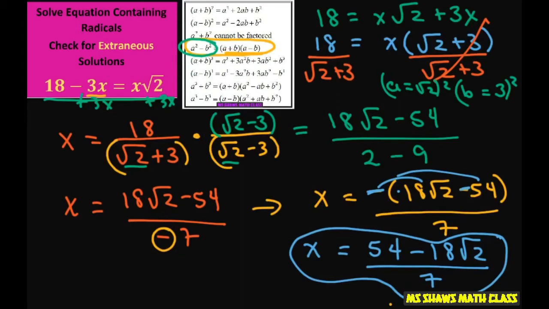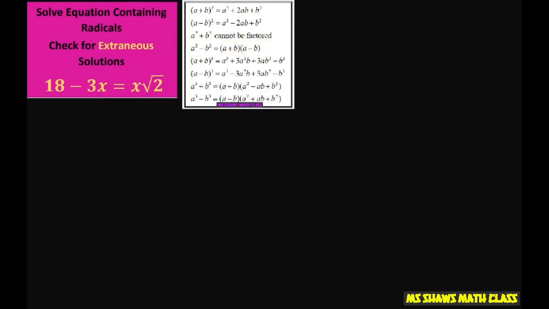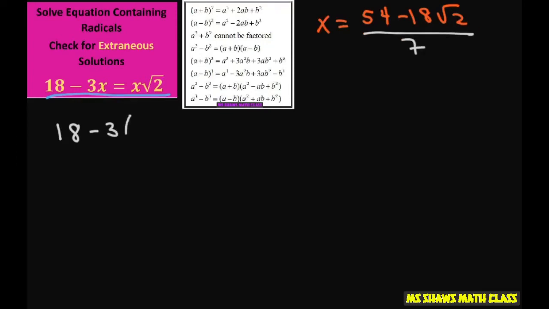It's still going to be hard to check, but it's going to be a lot easier to check that we have a nice denominator that's positive and that our lead number here is positive as well. So let's write the solution again that we think it is. Now when you check your solutions, make sure you're plugging it back into the original equation. So we're going to write 18 minus 3, over 7, times 54 minus 18 square root of 2 divided by 7.